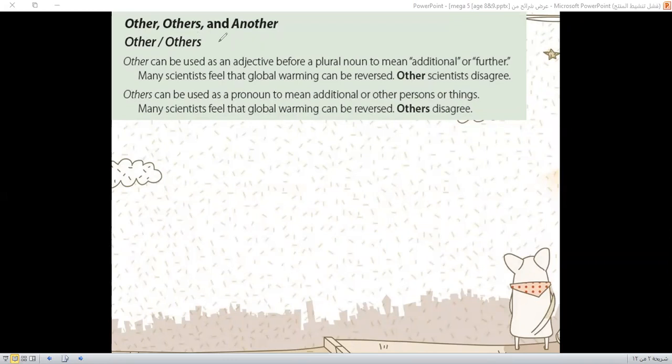Now the first thing that we're going to start with is other and others. First of all, we're going to start with other, and please pay attention. If you have your book and your highlighter, highlight the words that I'm going to underline now. Other is a word that I can use in two ways. I can use it as an adjective, صفة, before a plural noun. Make sure that it's plural, because then we're going to take singular. To mean what? Additional, يعني بالإضافة, or further. Okay, so I can use it as an adjective.